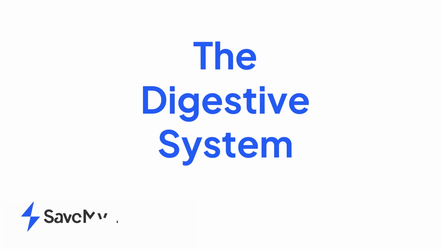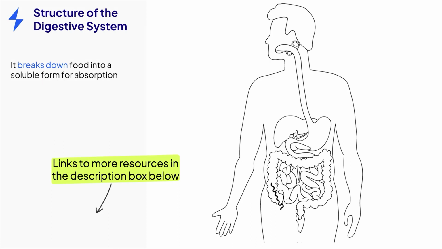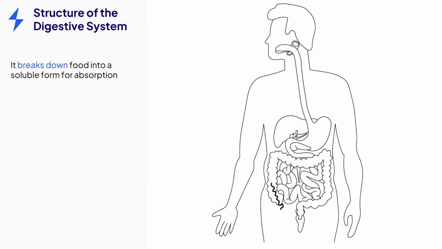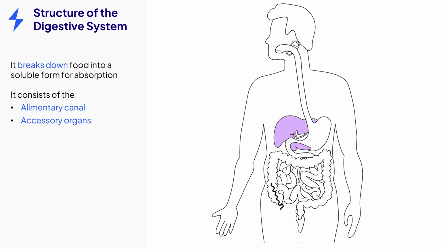This video is on the topic of the human digestive system. The human digestive system is responsible for breaking down our food into a soluble form so that it can be absorbed into the blood and transported to our cells. The digestive system is comprised of the alimentary canal, which is a long tube running from your mouth to your anus, and accessory organs, which produce substances needed for digestion.